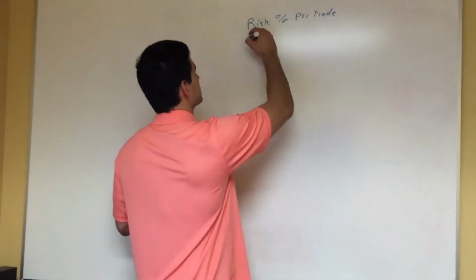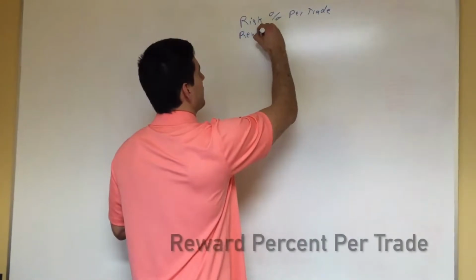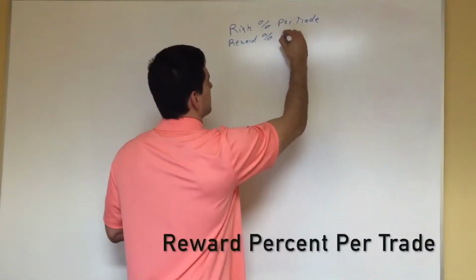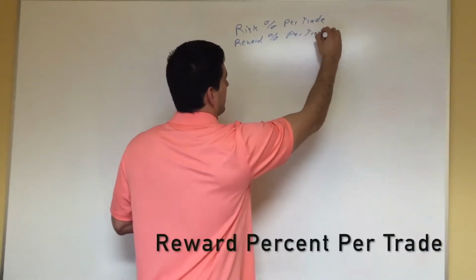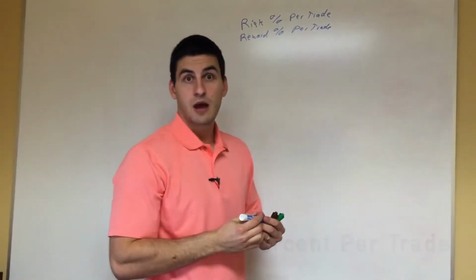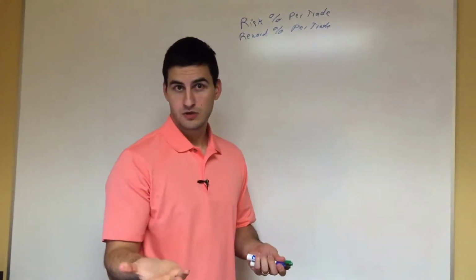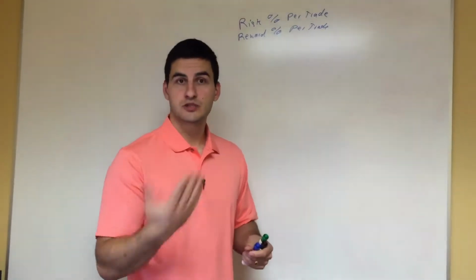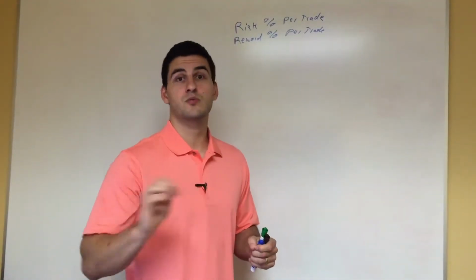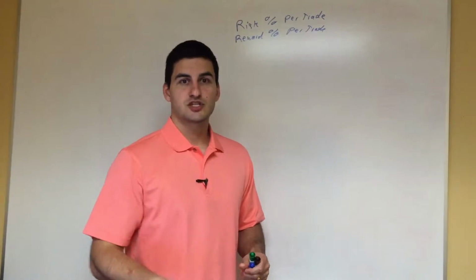The second thing is, what is your reward percent per trade? If you risk $1, how much are you willing to make? $1? That's 1 to 1. Risk $1, make $2. Risk $1, make $3. The more your reward per trade, the less you have to win.